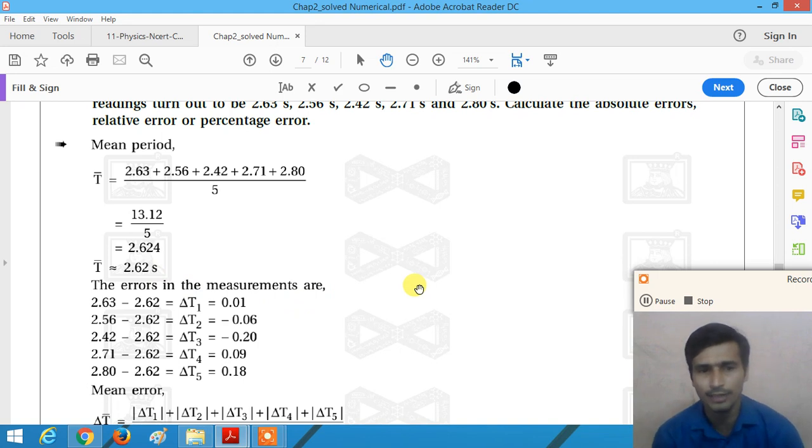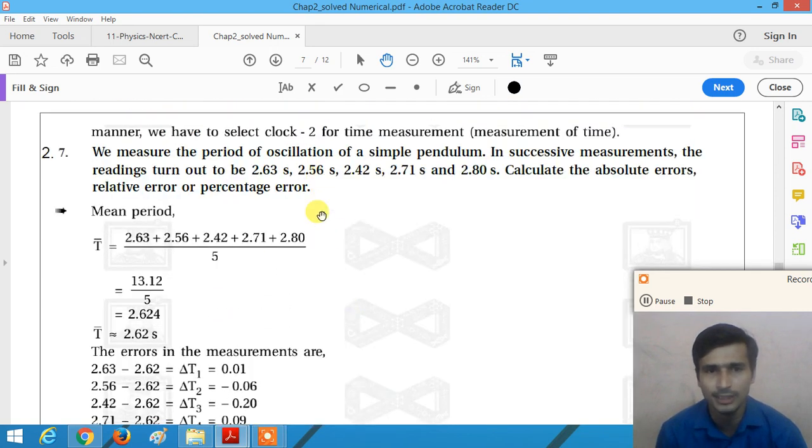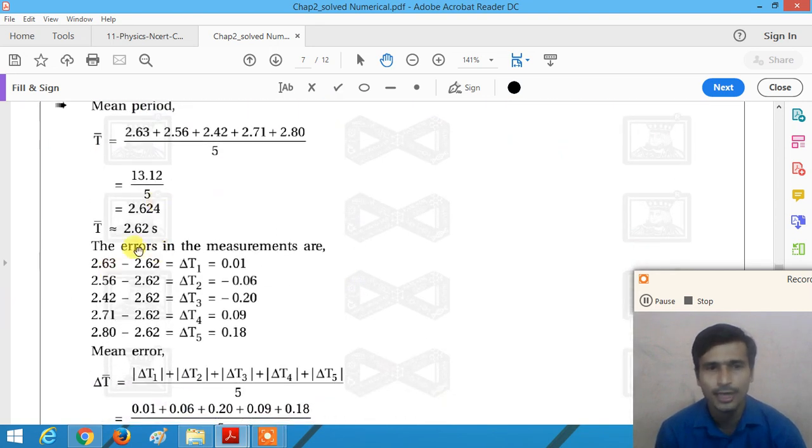How do we calculate the absolute error in all the measurements? The error in the measurement is the difference between the true value and the measured value. So here the true value is 2.62. We subtract all the measurements from the true value, right? So the first measurement is 2.63, and 2.63 minus 2.62, we get the error in the first measurement, delta T1, is equal to 0.01, right?